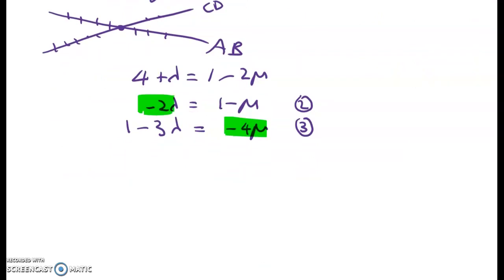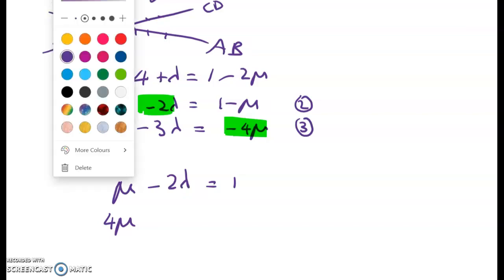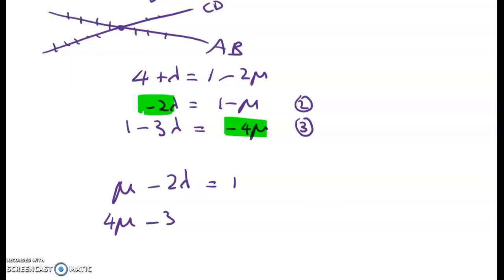I've done it by elimination. So we're going to set up mu minus 2 lambda is equal to 1. And here we're going to set up 4 mu. I think that's right. Hang on. Oh, mistake here. Important mistake. Don't want to have that. So that's lambda there. Right. 4 mu minus 3 lambda is equal to negative 1.